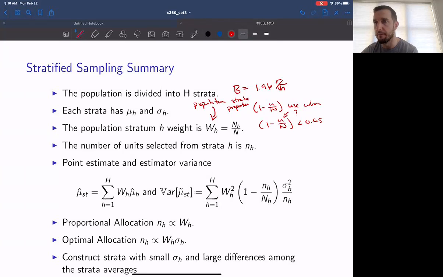Okay, so on assignment 2, there was a note from the TA that students were getting confused between when to use capital WH and when to use little wh. Little wh and capital WH would only be interchangeable when we are using proportional allocation, because under proportional allocation, the ratios of the total sample size across each strata would be equivalent to the ratio of the total population size across each strata. In every other situation, you would want to use the population quantities.